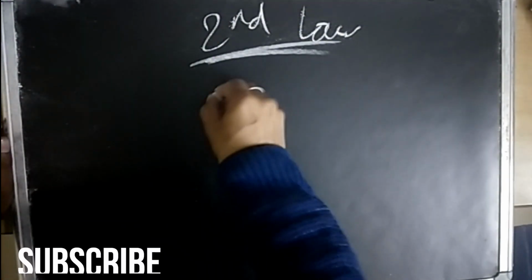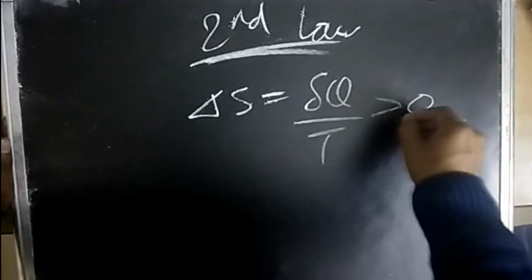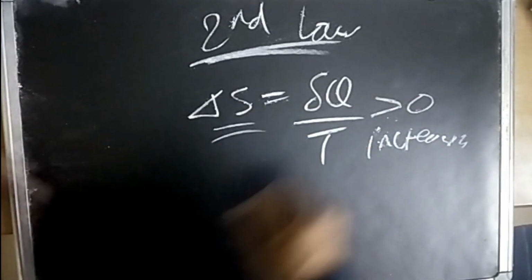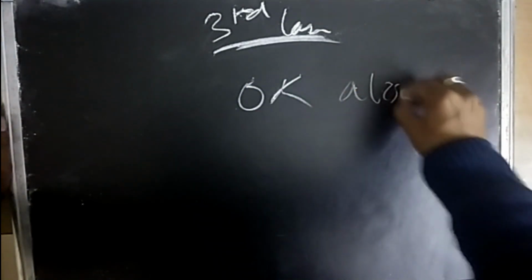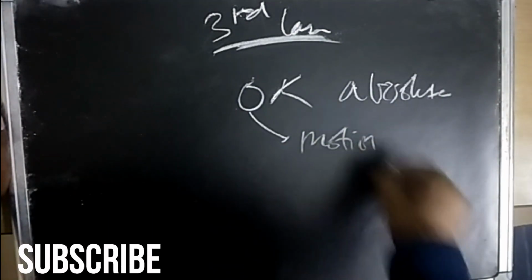Now the second law states that the entropy change, delta S, is delta Q by T, which is always greater than 0 because entropy is always increasing. Entropy always increases. We will see that in a while. The entropy of the universe is always increasing. And the third law is that at 0 Kelvin, the absolute zero, motion ceases or stops. There is no motion. These are the three laws.